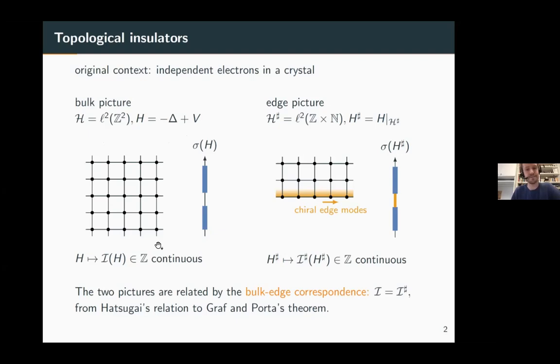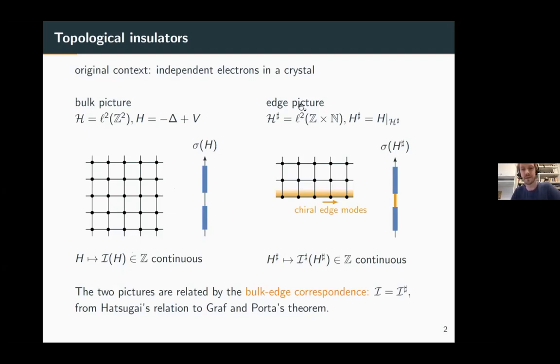And depending on the spectral properties of this Hamiltonian, there might exist a topological index, namely a function that associates to a Hamiltonian an integer value in a continuous way. And you have to define precisely what it means depending on the problem. And the existence of such a topological index has many consequences.